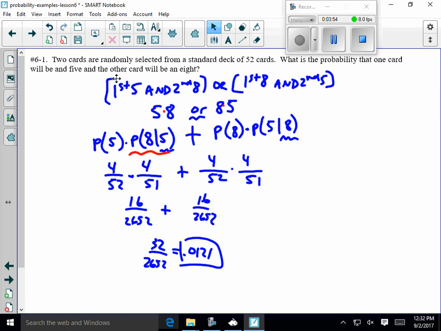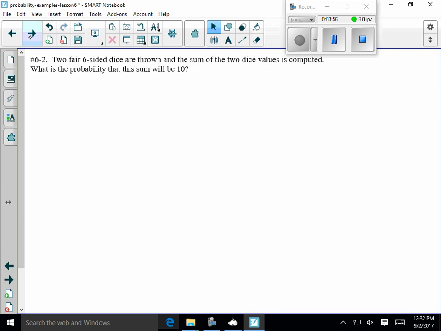Okay. So let's look at the second one. It says 2 fair 6-sided dice, so normal dice, are thrown, and the sum of the 2 dice values is computed. What's the probability that the sum will be a 10? All right, so pause the video and then try it. All right, here's how I would do this.